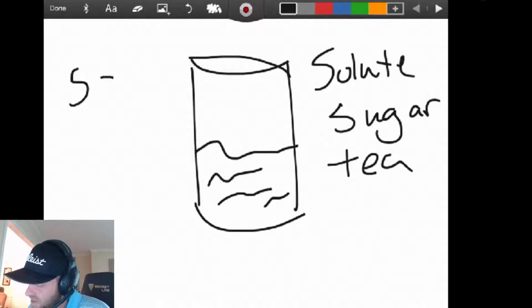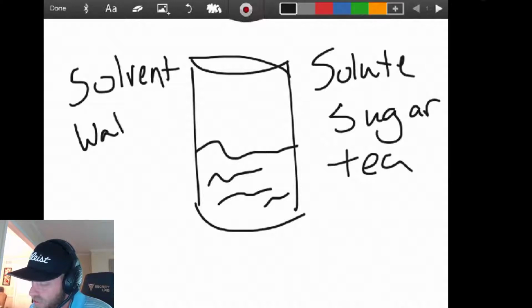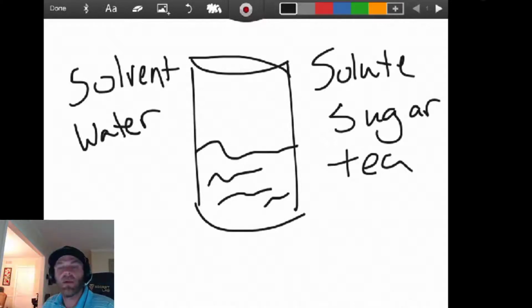Now, the solvent is whatever you dissolve the tea and the sugar in. So, that would be water, right? In other cases, it might be something else, but usually it's water, especially when you're dealing with polar molecules like ions and salts. Okay, so let's go to that.